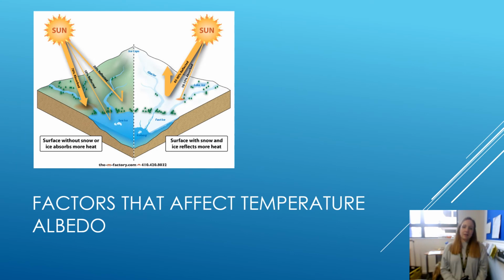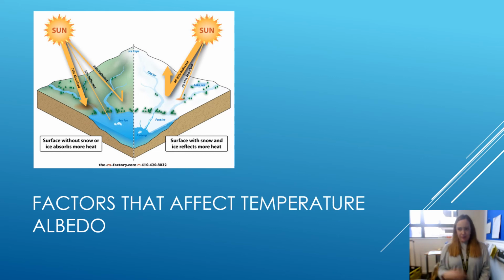The last factor is the albedo effect. This can link to clouds as well. Basically, the whiter the surface, the higher the albedo, and the more of the sun's energy is reflected back to space. So darker surface areas such as the rainforest or the oceans have a much lower albedo, so they absorb much more of the sun's energy.